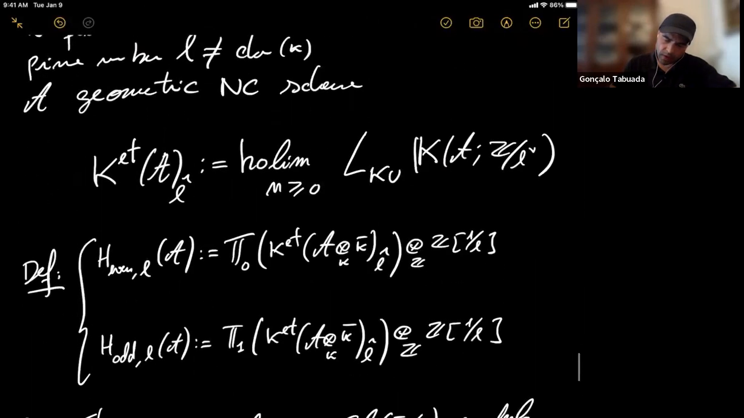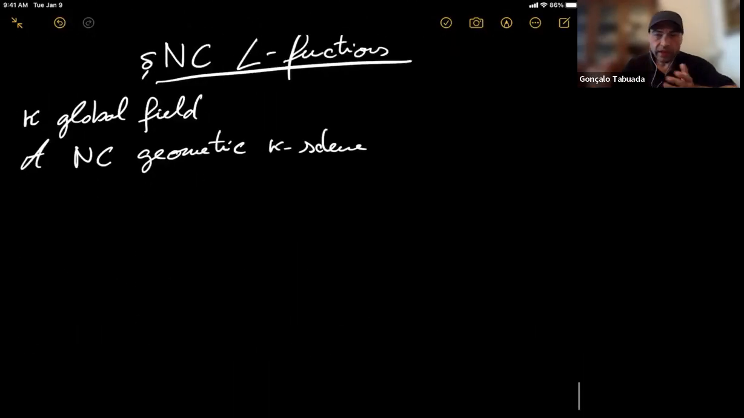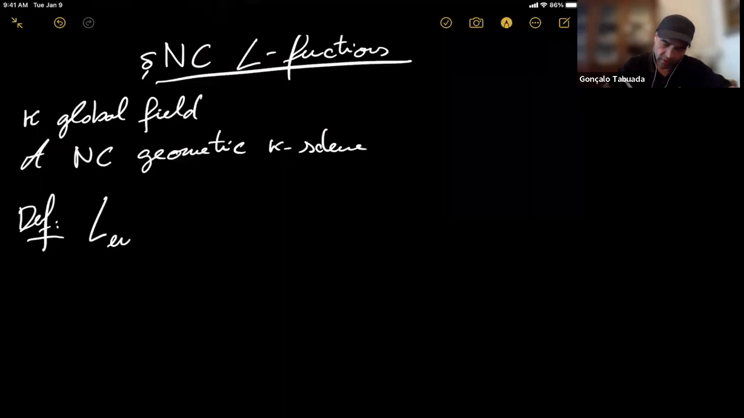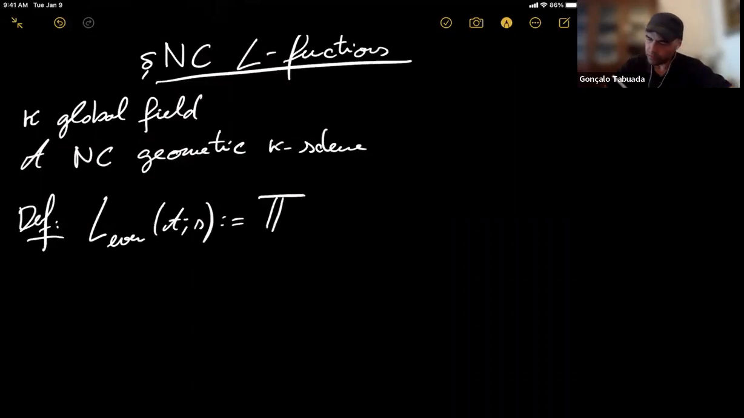Yeah. And what am I going to do? And again, it makes no sense to talk about weight because I just have a DG category. So what I can do is I can define an even and odd L function. So I can define an even L function. And I define it, again, as a product over all the Archimedean places of my global field, where I have these factors.